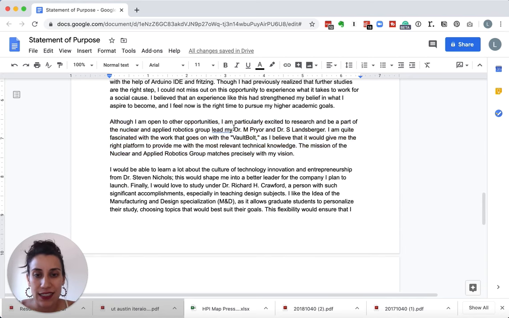So here I see a typo, and this person sent me this document as a PDF, so I assumed it was like the final version. But you want to really have outside readers to make sure that you don't have any typos in your application. To me, what's missing from this paragraph is it being more specific about why the Nuclear and Applied Robotics Group is the best fit for this person.